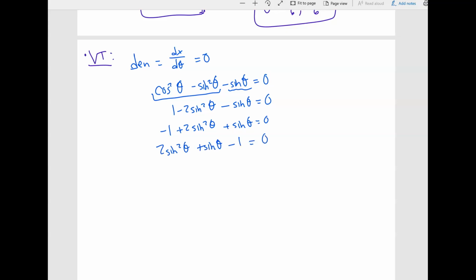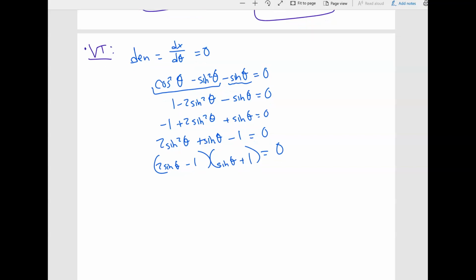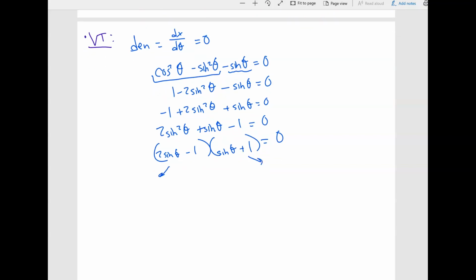This is a reducible quadratic, so you can just factor this. This is going to be 2 sine θ minus 1, and then sine θ plus 1. Yes, plus 1. Okay. So now all we got to do is take it out. 2 sine θ minus 1 equals 0. Sine θ plus 1 equals 0. So we get that sine θ here equals 1/2, and sine θ here is equal to negative 1.